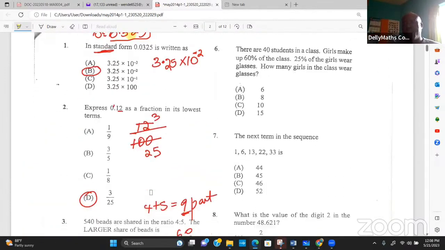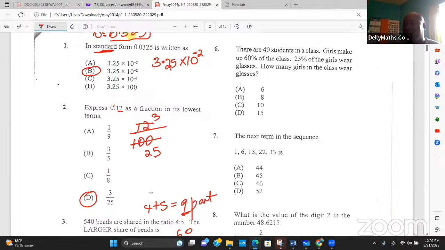Question 6. So question 6 says here, there are 40 students in a class. Girls make up 60% of the class, all right? 25% of the girls wear glasses. How many girls in the class wear glasses?